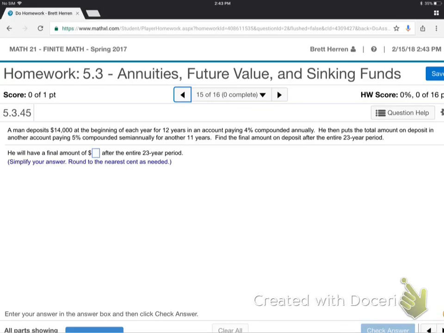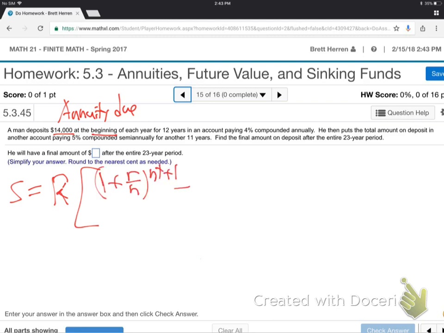Okay, so a man deposited $14,000 at the beginning. What kind of annuity is this? Annuity due. It's due at the beginning. So S equals R, 1 plus r over n to the nt plus 1, minus 1, over r over n, minus 1. Okay, for 12 years, T is 12, 4% for the rate, and each year, so N is 1, once per year.